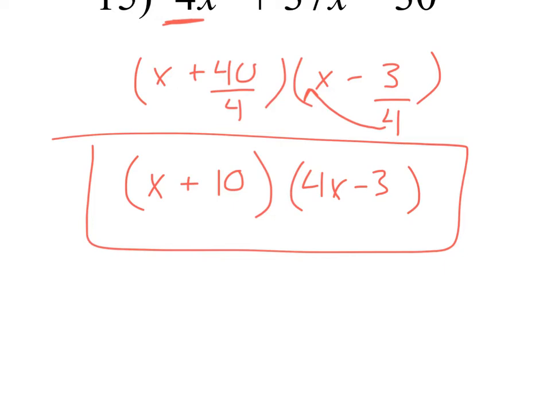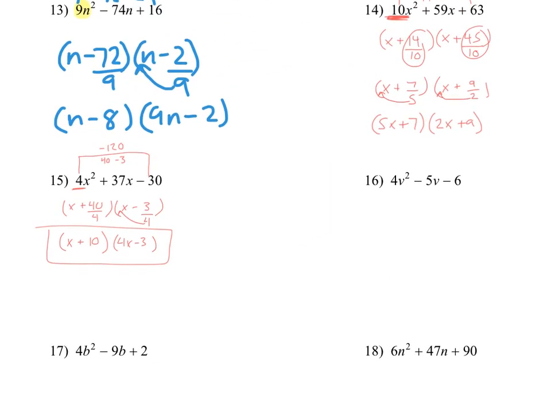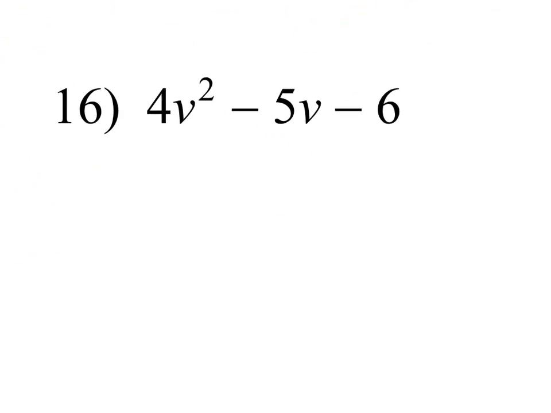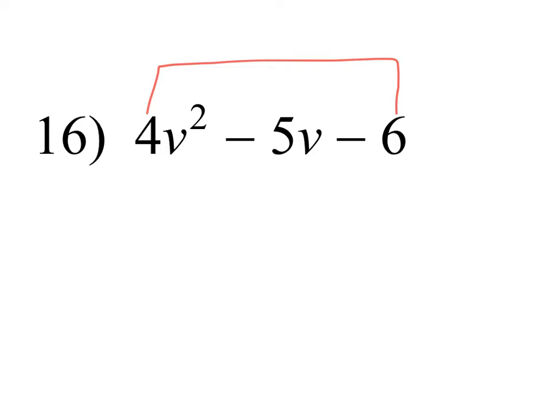Ready for the next one? Okay, let's go to 16. What do we do first? 4 times negative 6. What do we get? Negative 24. What are two factors of negative 24 that give us negative 5? Negative 8 and 3. So now what do we do?